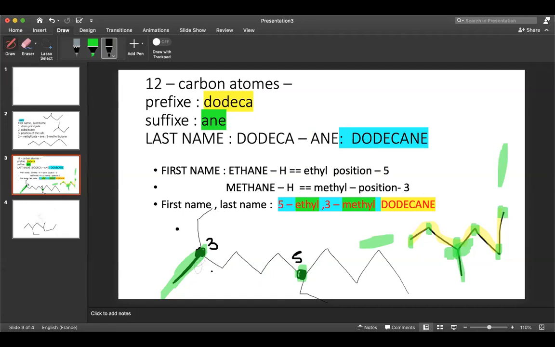Look, when you're counting the number of carbon atoms, if you start from this side, that's the route you take. So this one here is not supposed to be 5, but supposed to be 8, because we are starting from this side. You don't take 2 routes at the same time, you just take 1. So this is going to be 1, 2, 3, position number 3. Then you have 4, 5, 6, 7, position number 8, not 5. So it will be 8 ethyl 3 methyl dodecane. Is it clear?